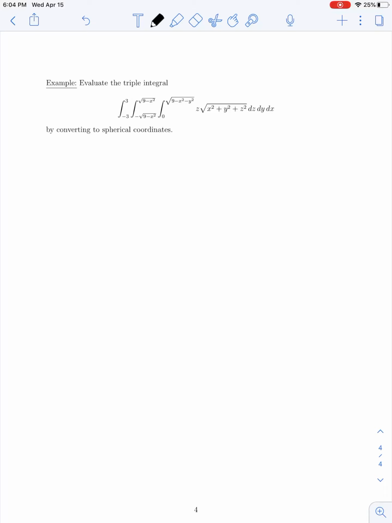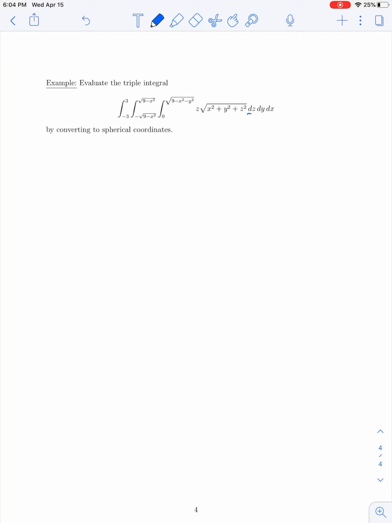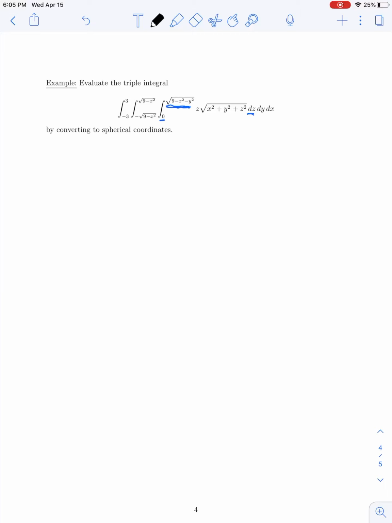So we first need to visualize the region that's being described by this iterated integral. Let's start by looking at our innermost integral with respect to z. Z is being bounded below by 0, so that is the xy plane, and above by the square root of 9 minus x squared minus y squared. So that represents the upper hemisphere of a sphere of radius 3. Let's see why exactly that's the case.